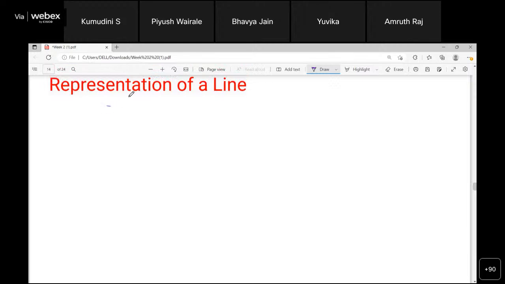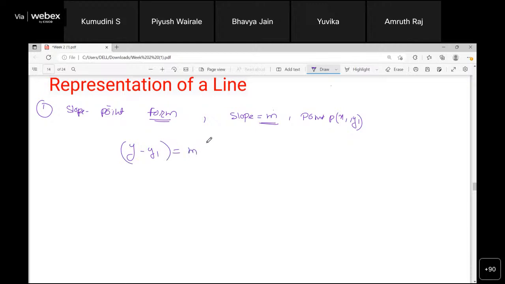So the first one is the slope point form, right? If you are given the slope and a point, we can find out the equation of a line. So say slope is m, and say my point P is x1 comma y1. If I want to find the equation of a line having slope m and passing through the point x1, y1, what should be my equation? That is y minus y1 equals m times x minus x1.